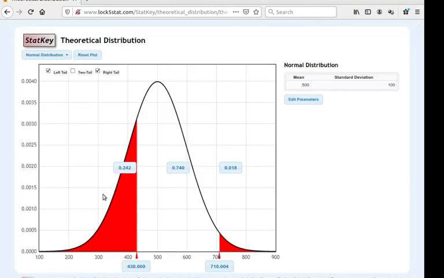Okay, and Stackey comes up with three numbers: the area less than 430, the area greater than 710, and the area in the middle, 74%. So 74% of people got between a 430 and a 710. All right, so very handy. Stackey's great to use. Absolutely wonderful.